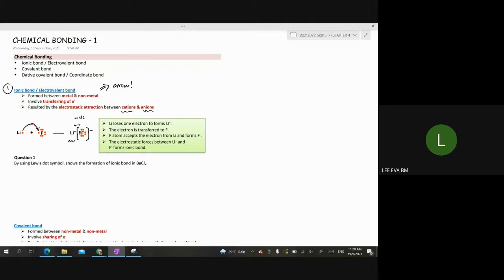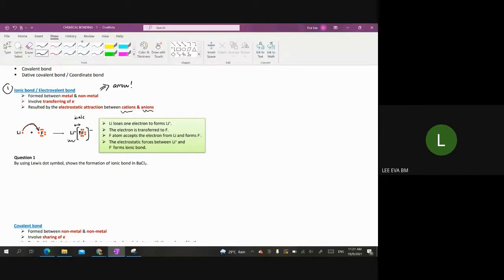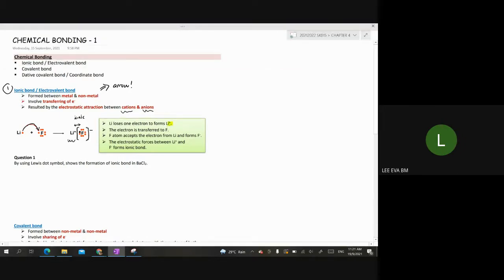So, ini adalah contoh untuk lukis dia punya bond formation. So, the question will say, show bond formation. That means you need to show this process. Okay, so in terms of explanation, lithium, you just describe the process only. Lithium loses one electron to form Li positive. So, you need to mention what is the ion form.